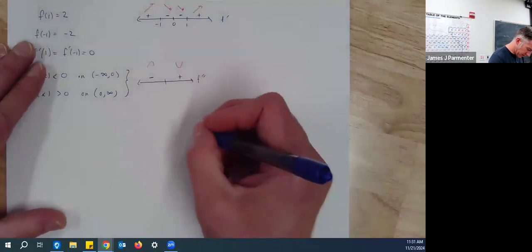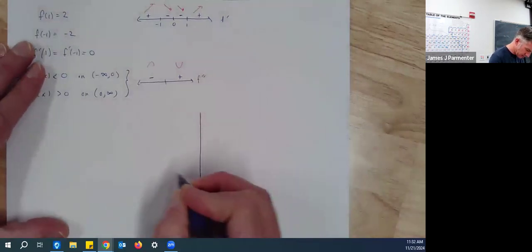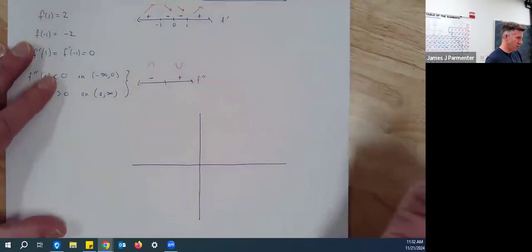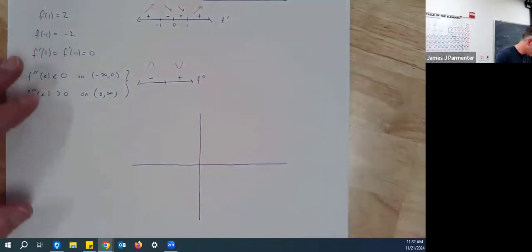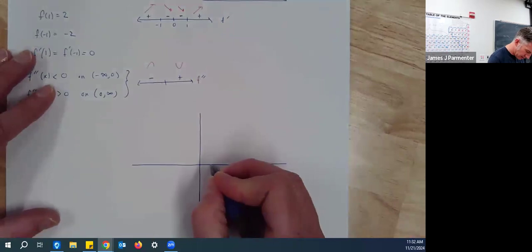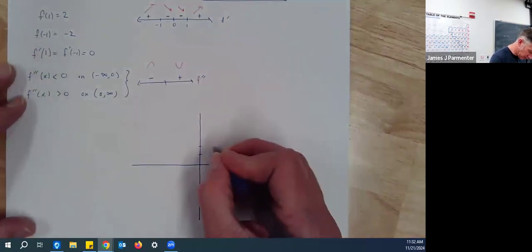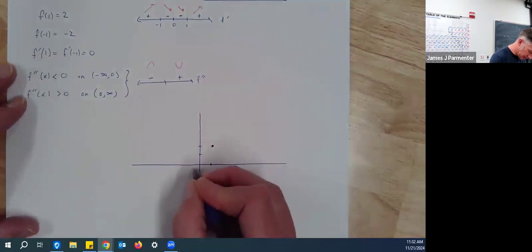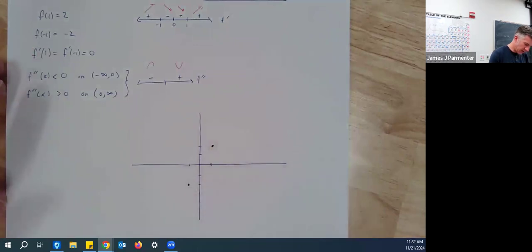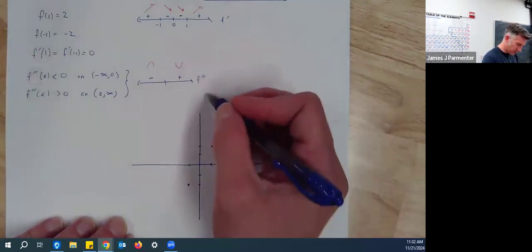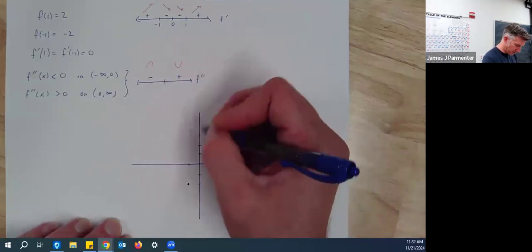Okay, so now we're going to try and graph this thing. My vertical asymptote's right there. I'm not going to draw it again because it's on the axis. And then I know I have the point 1, 2. And similarly, I have the point -1, -2. And I know a couple things. I know that the function's concave up over here. I also know that I have a vertical asymptote here.